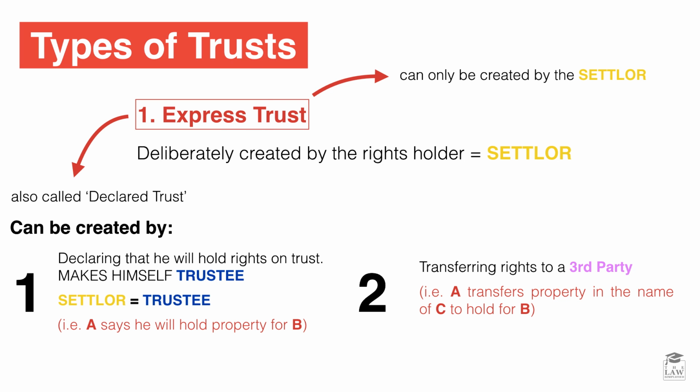Either by declaring himself as the trustee, as in the settlor declaring that he will hold the rights on trust, which means that the settlor is equivalent to the trustee. So for instance, an example would be A says he will hold property for B. The second, more common type is where there is a transference of rights to a third party. This creates these three actors that we discussed earlier on in this course, which are the settlor, the trustee, and the beneficiary, the three parties. So here, A transfers property in the name of C to be held for B.